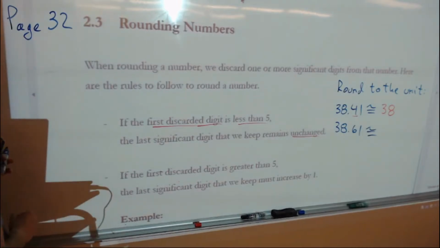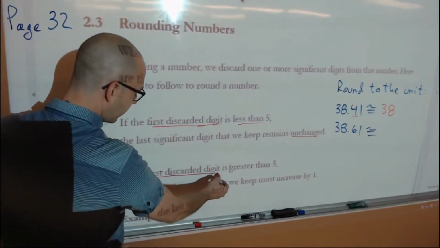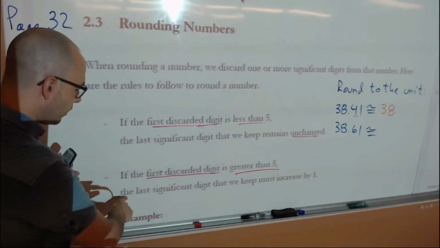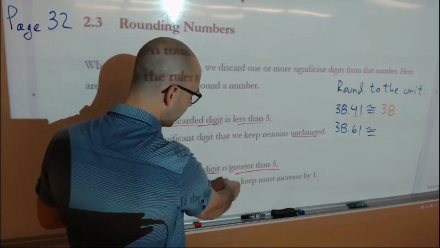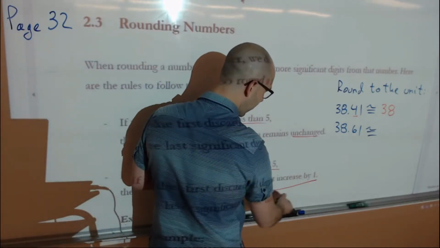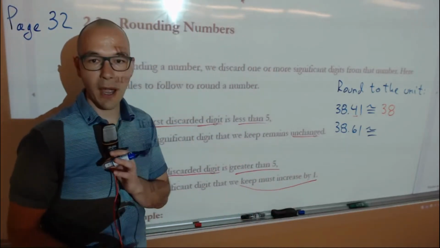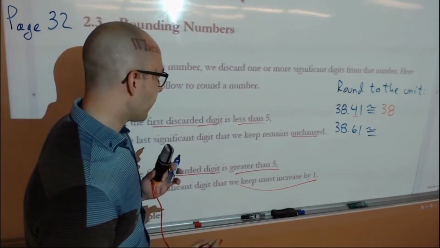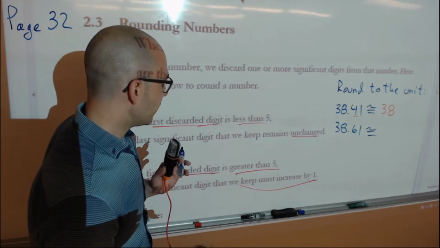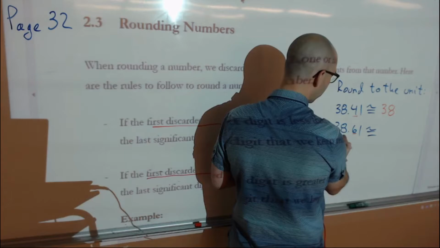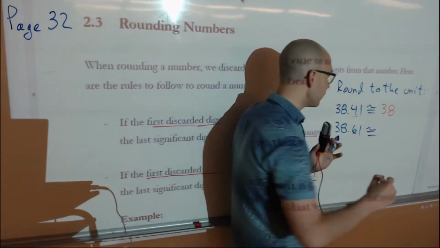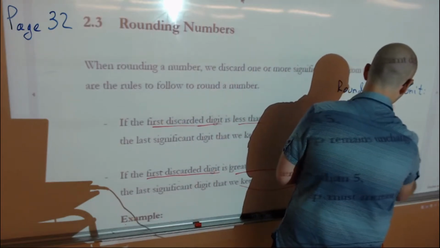Second rule: we look at the first discarded digit. If it is greater than 5, what are we going to do? The last significant digit that we keep must be increased by 1. So let's look at this 38.6. We round that to the unit. We have a 6, which is greater than 5, so we write down 39 like this.